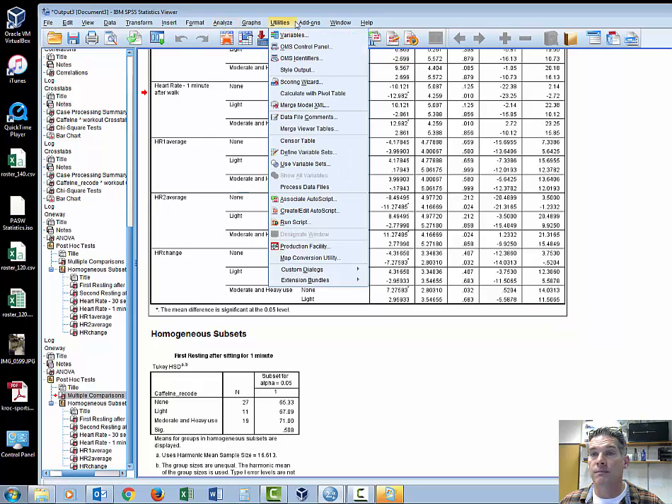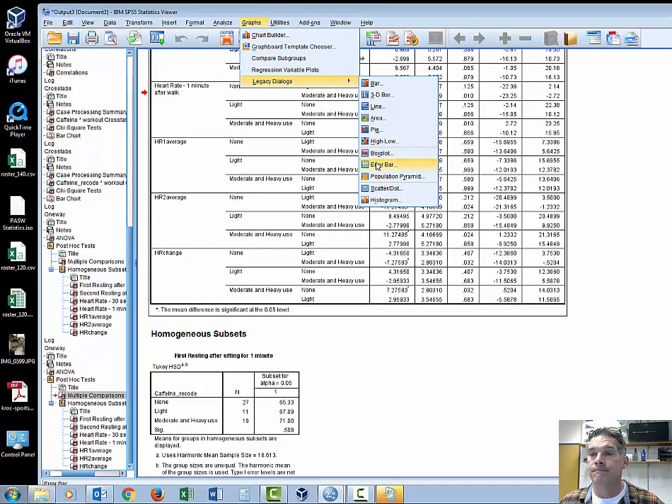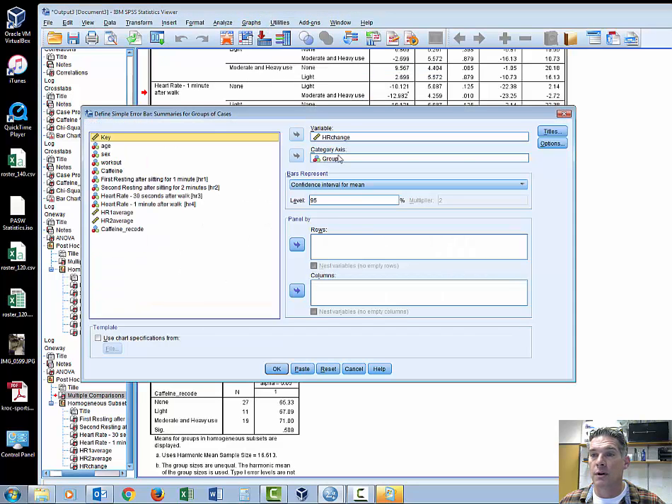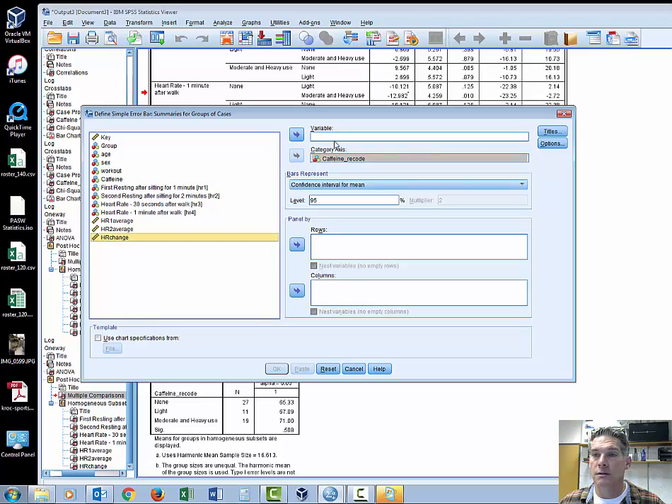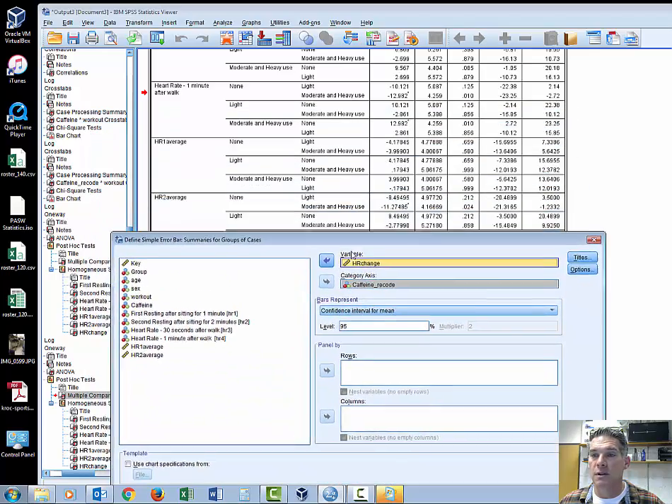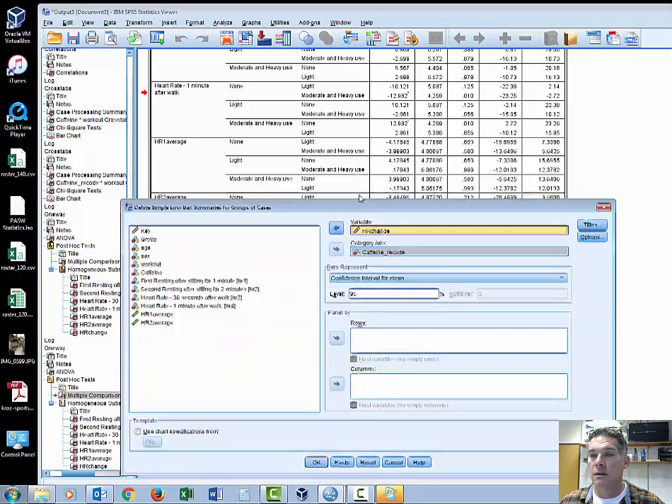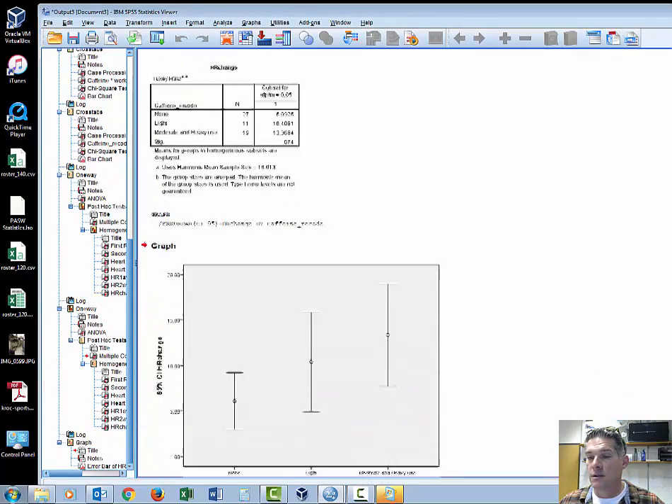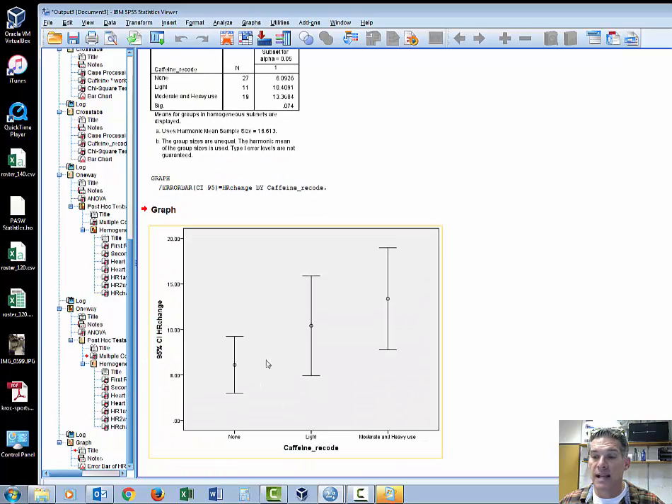So we make the graph. Okay, simple. And we're going to look at reset. And we're going to look at the caffeine recode. And we're going to look at change. Because that was the one that showed the most interesting effects based on our study. So we can see that as caffeine use tends to increase, heart rate change tends to increase.